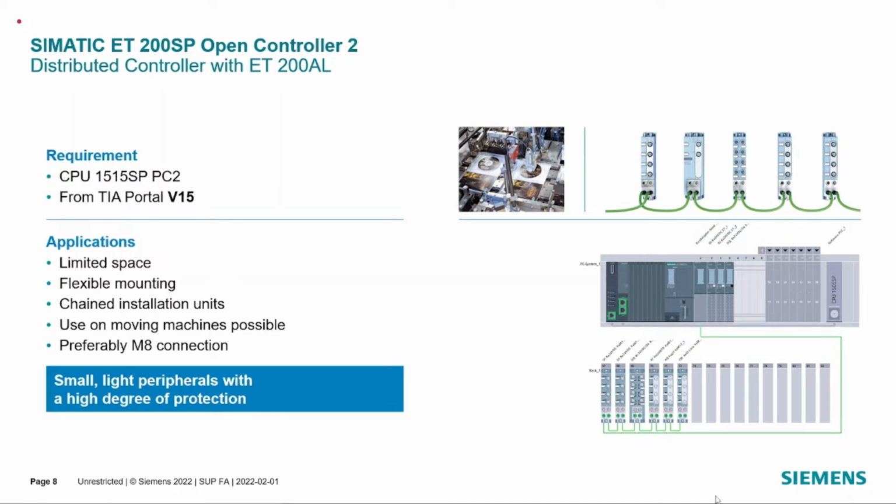All these features are used for small, light peripherals with a high degree of protection, because ET200 AL supports the IP65 and IP67 categories.